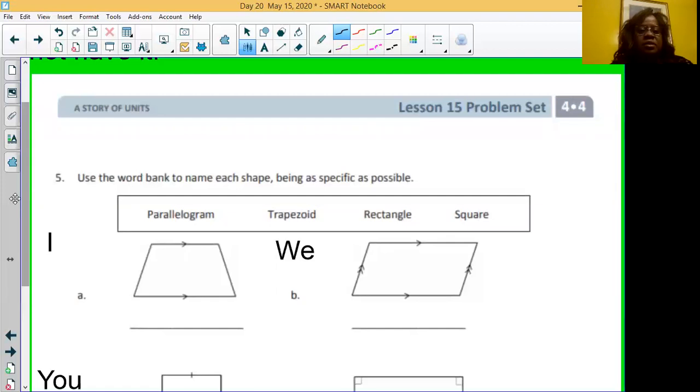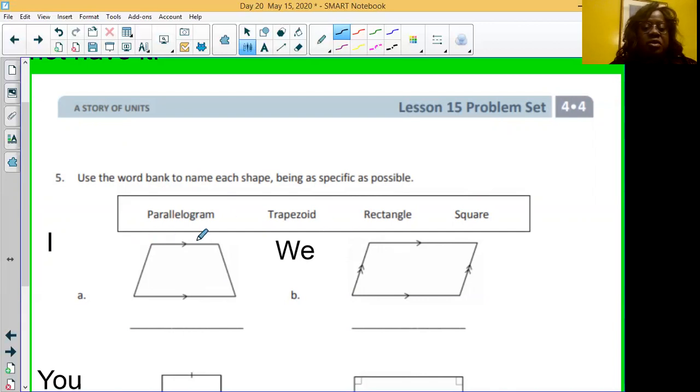Your direction reads, it says, use the word bank to name each shape, being as specific as possible. So here's my word bank. My word bank includes the words parallelogram, trapezoid, rectangle, and square. All right, so again, my word bank is parallelogram, trapezoid, rectangle, and square. Here I have a picture in A that I have to match up with one of these four words here.